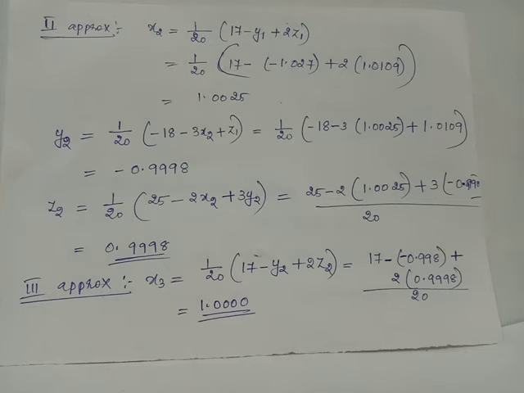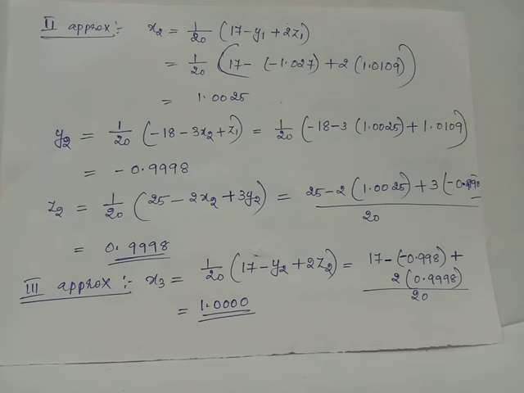We have y2 equals 1 by 20 times (minus 18 minus 3x2 plus z1), where x2 is the value of x which is taken from this current iteration itself, giving x2 equals 1.0025 and z1 equals 1.0109 from the previous iteration. We will get y2 equals minus 0.9998.